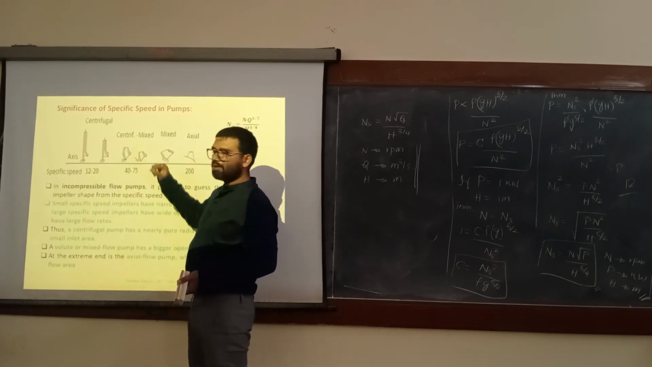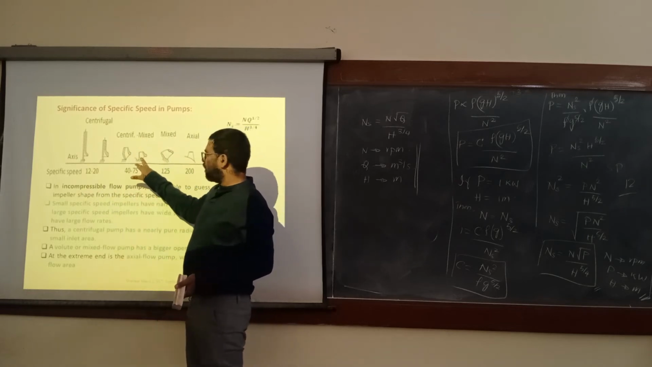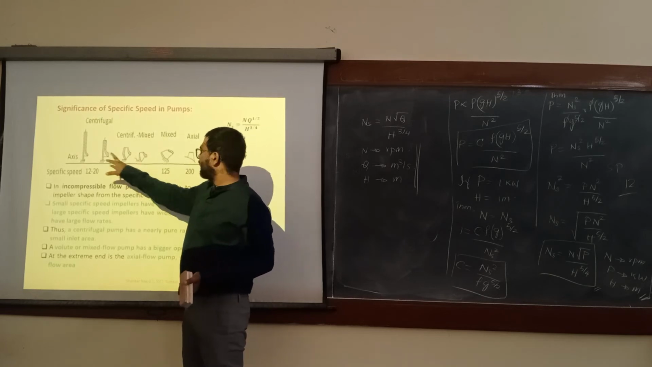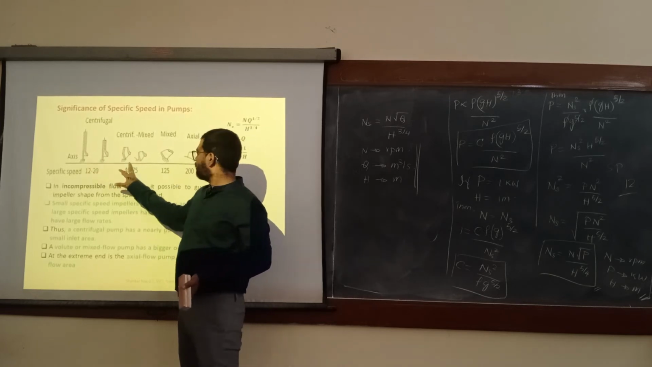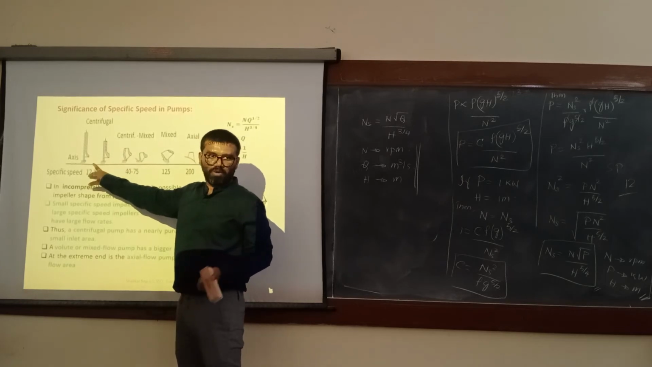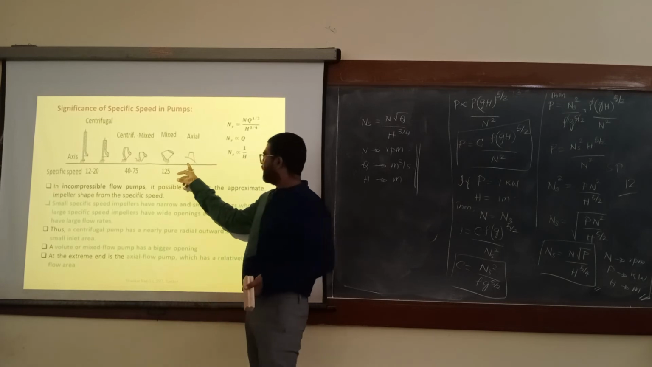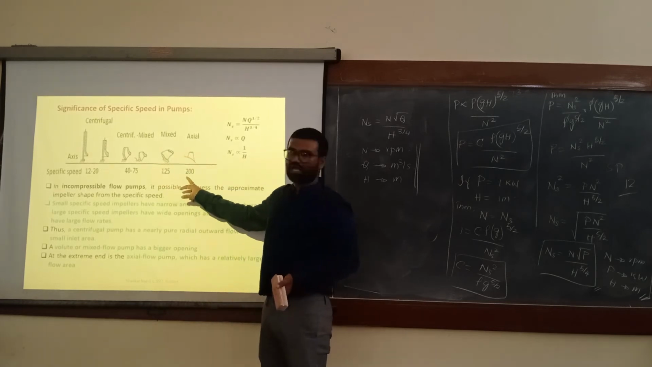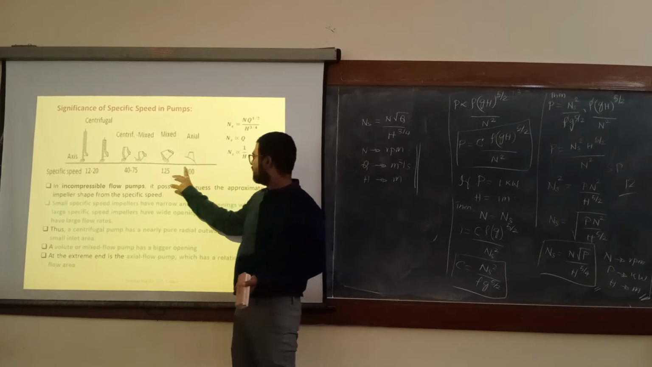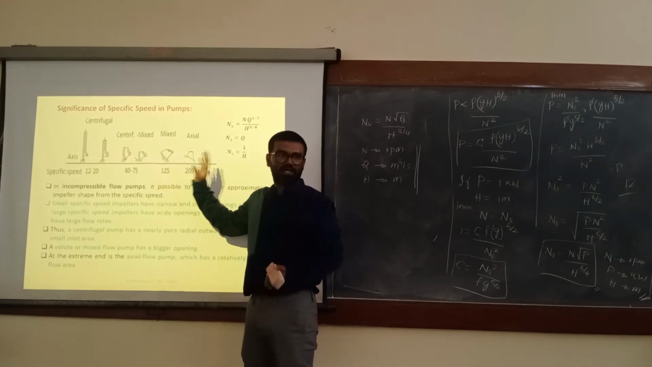Next we have a mixed flow pump. The opening of this mixed flow impeller is a little bit wider than the centrifugal pump, so it can produce more discharge than the centrifugal pump. Finally, we have the axial impellers. These axial impellers have wide openings, so they can produce large discharge. So they will have high specific speeds.